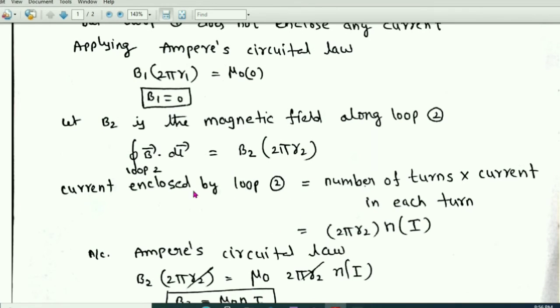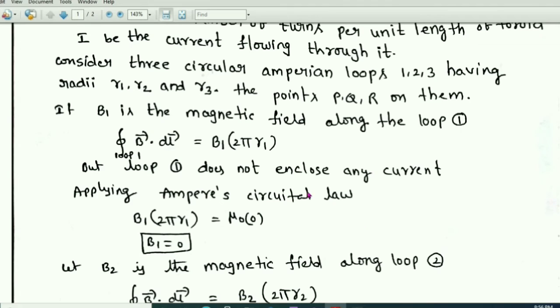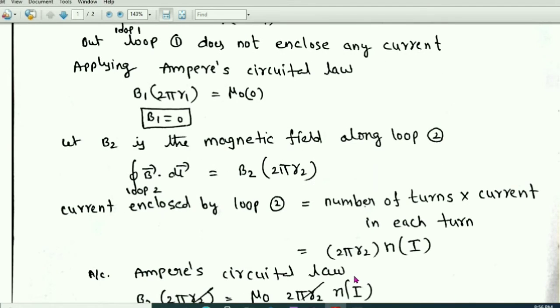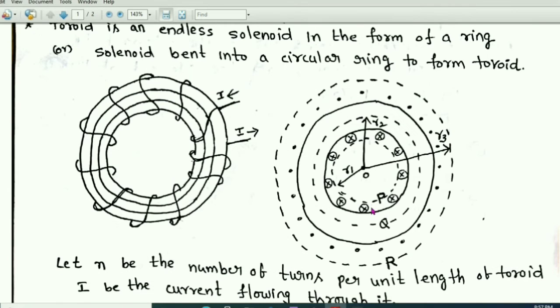Now the total current enclosed by loop 2 is equal to the total number of turns into the current in each turn. Small n is the number of turns per unit length, and the total length of loop 2 is its circumference, 2 pi r2. So if you take loop 2 like this, the total number of turns for this 2 pi r2 circumference is n into 2 pi r2.